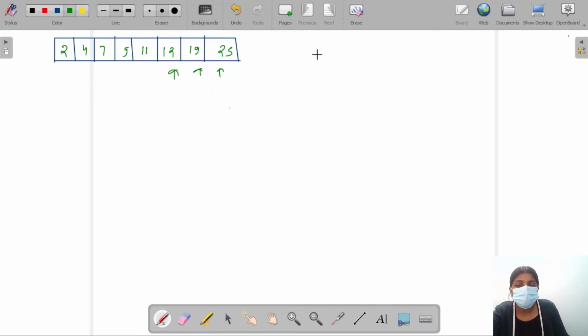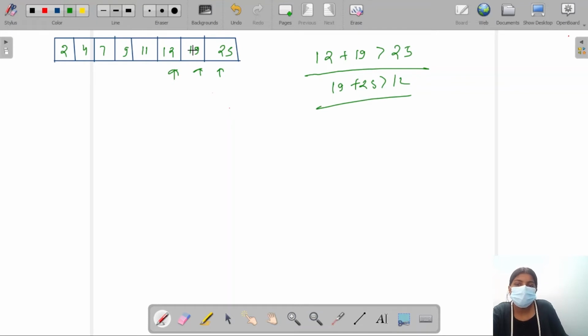So let's check if it forms a triangle or not. So 12 plus 19 plus 25. 12 plus 19 is greater than 25, right? Now 19 plus 25 is also going to be greater than 12, right? And 12 plus 25 is also going to be greater than 19, because 25 is greater than 19. So anything I add to 25 is also going to be greater than 25.